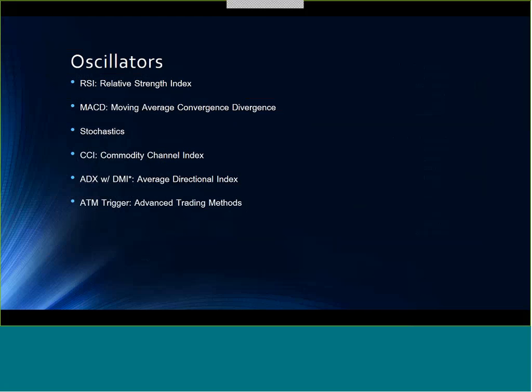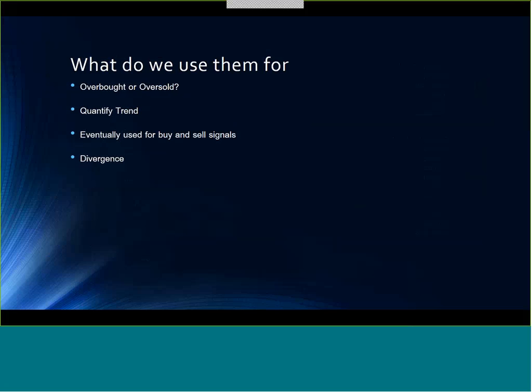So oscillators. I'm going to talk about the three main ones that everybody talks about to start off: RSI, MACD, Stochastics. Two slightly lesser known, and one's a little bit more momentum driven, which is the ADX and DMI. The CCI, Commodity Channel Index, is one I picked up along my travels. Finally, the one that I use the most now, which is the ATM Trigger, which was developed by Rick Knox and Advanced Trading Methods.